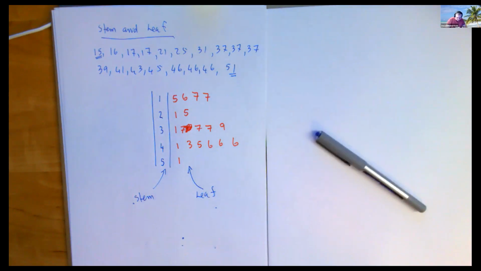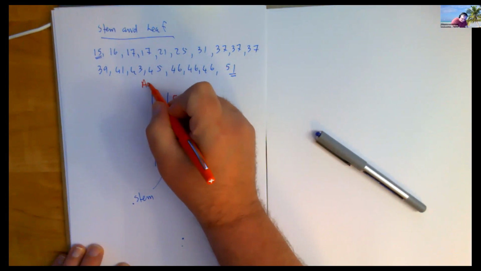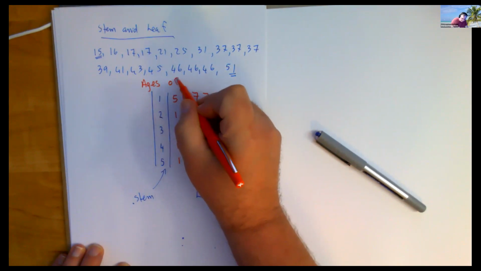Now, if you're going to do a stem and leaf, there's one very important piece that you need apart from a heading. So I'll put the heading here, a pretend one: ages of students.